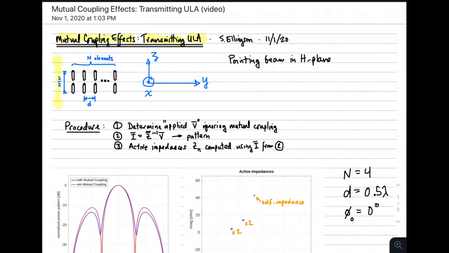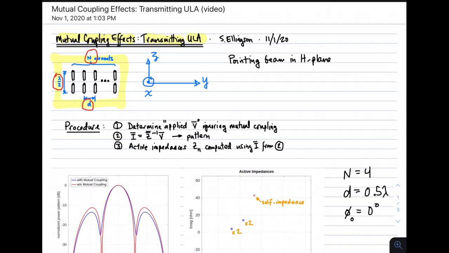So the array we're considering consists of n elements. The element spacing is d, little d, and these are half wavelength dipoles. We select half wavelength dipoles because we have simple expressions for the mutual impedance between these dipoles, which then allows us to compute all the mutual coupling effects that are relevant.